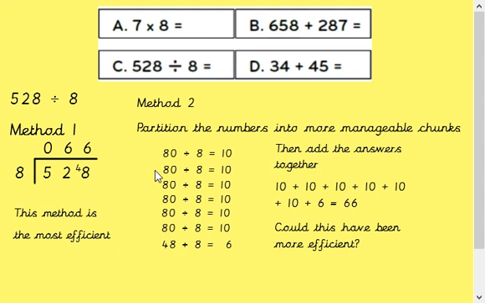But could I have made these answers more efficient? What could I have done to make it more efficient? Well, you could have started putting some of these chunks together to make bigger numbers so that you have less division to deal with. So you could put 2 lots of 80 together, which would be 160. If you really wanted to, you could put 4 lots of 80 together, which would be 320 divided by 8, which would be 40. So you can easily start making bigger chunks if you wanted to.